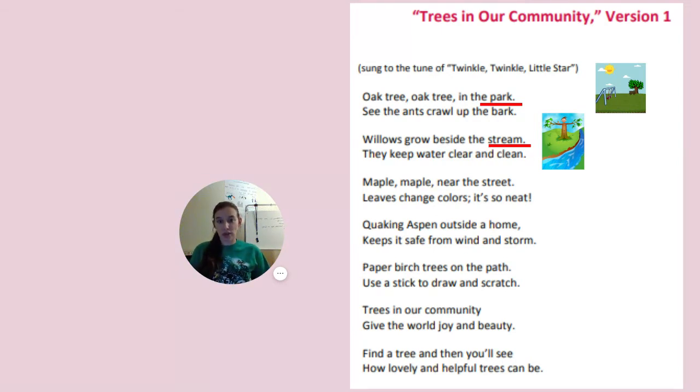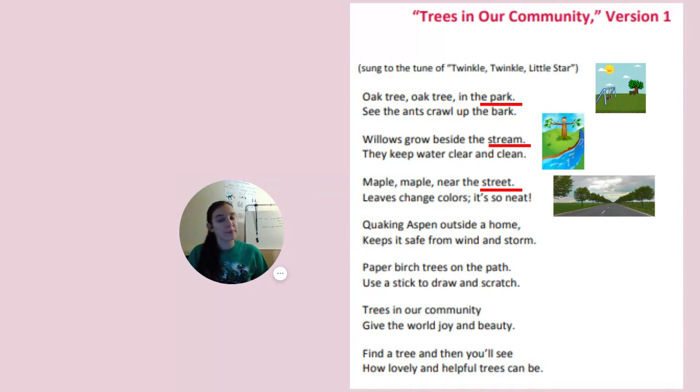Maple near the street. Leaves change colors. It's so neat. Where is this tree located? Yes, it's next to a street. Quaking aspen outside a home keeps it safe from wind and storm. Where is this tree located? Yes, outside somebody's house. It's outside a home.